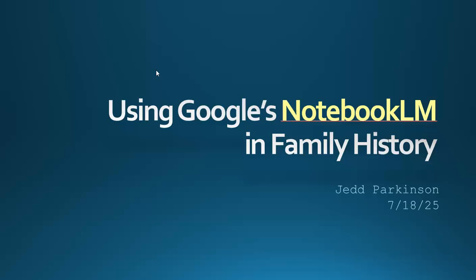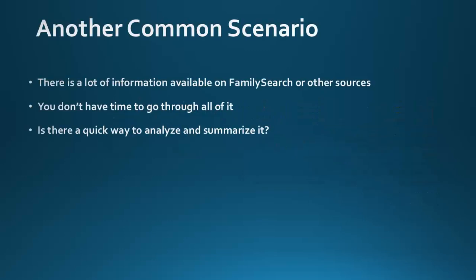Here's a short overview of the presentation I gave recently about how to use NotebookLM in your family history work. There are some common scenarios I find. You may have a lot of information on FamilySearch or other sources out there, and you just don't have time to go through all of it. So is there a quick way to go in and analyze or summarize it?